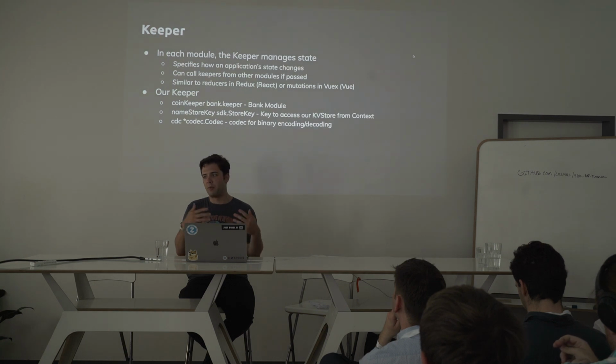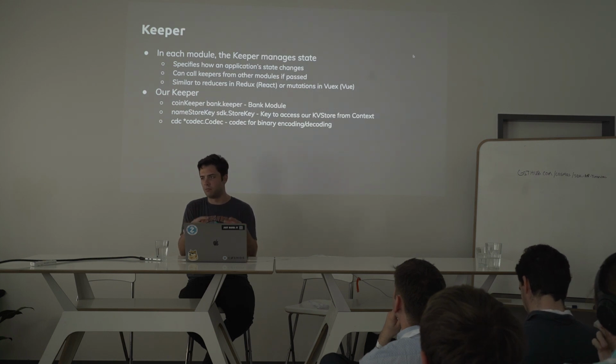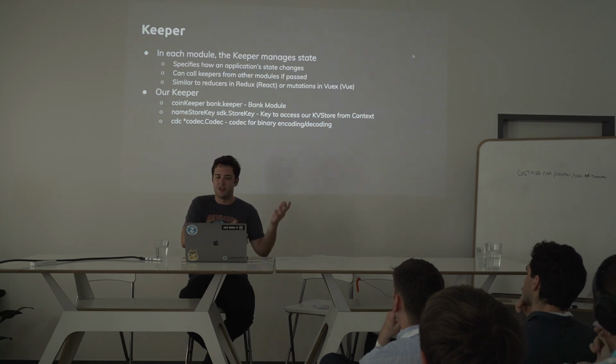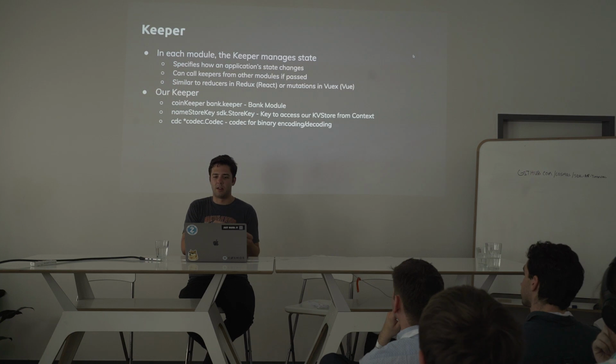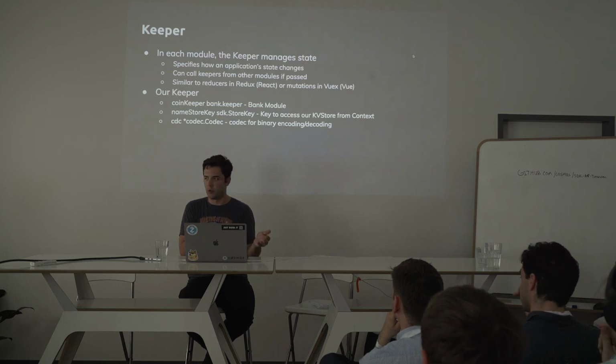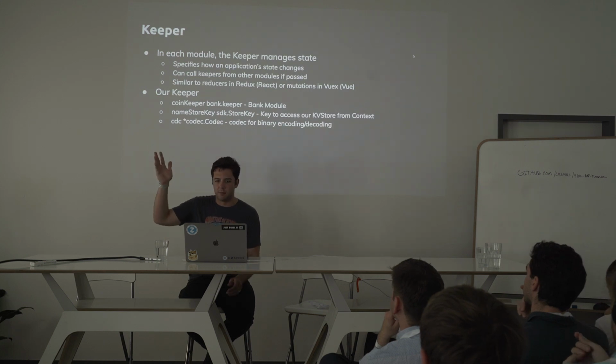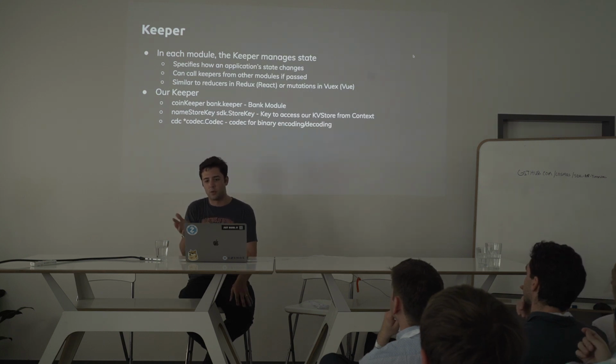And this is based on an object capabilities model where each keeper has kind of the least amount of privilege that it should be able to have. I.e., you don't want everything to be able to change the balances of accounts within the SDK. So you can provide read-only access to those accounts, or it allows very fine-grained access control between the Go code. And if anyone in here has written JavaScript before, if you're familiar with React or Vue, these are similar to like reducers in React or mutations in Vue.